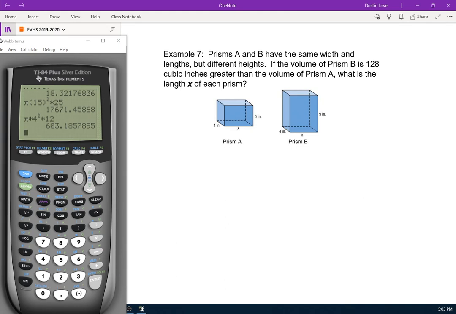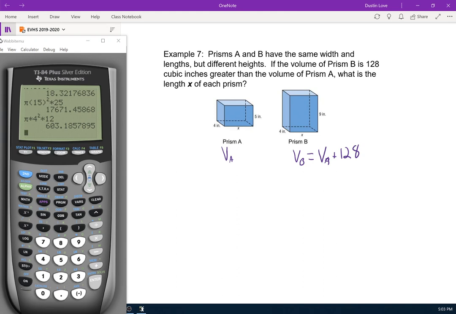Okay, the volume of prism B is 128 cubic inches greater than the volume of prism A. So I'm going to call this volume of A and volume of B. And it looks like volume B is 128 greater than the other, so that'll be volume A plus 128. What is the length of X?